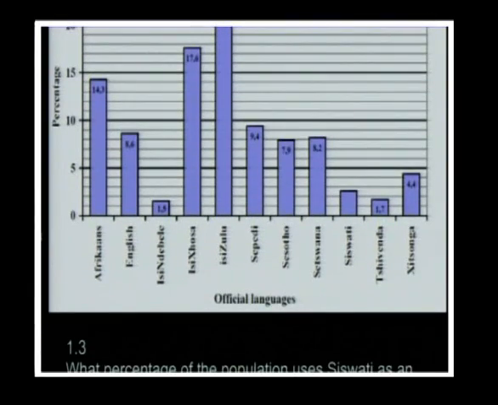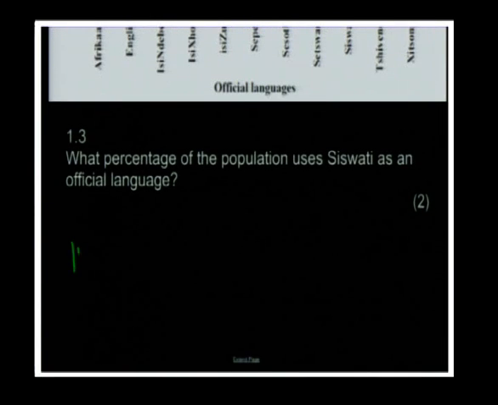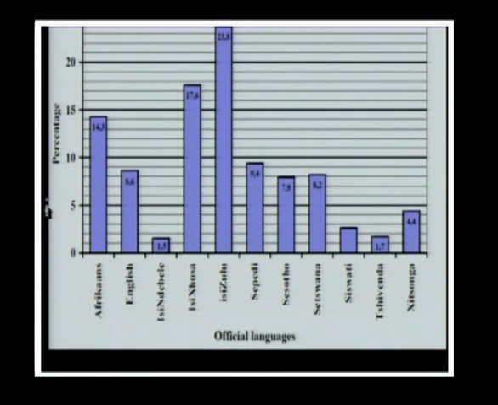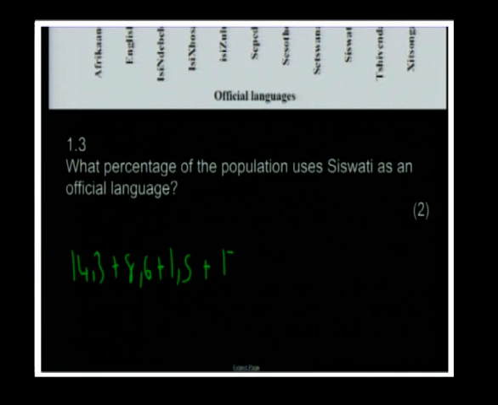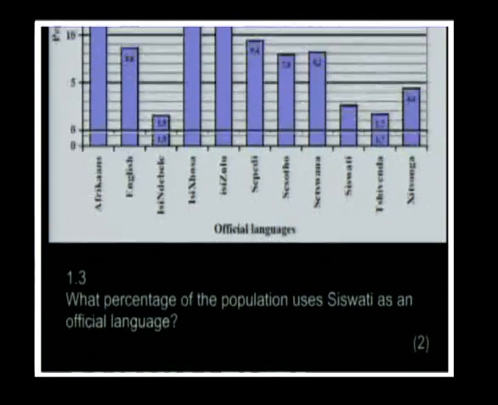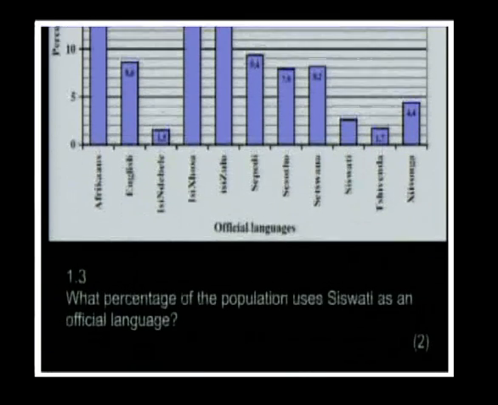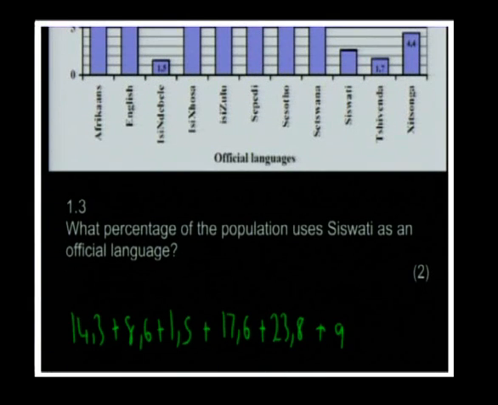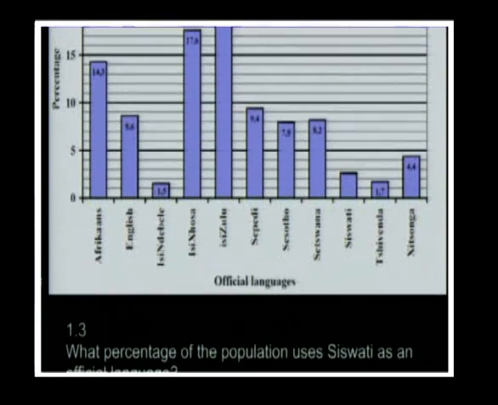We need all those values, and let's start. We've got 14.3, 8.6, and 1.5. Then we need 17.6 and 23.8, 9.4, 7.9, and 8.2, and lastly we've got 1.7 and 4.4.